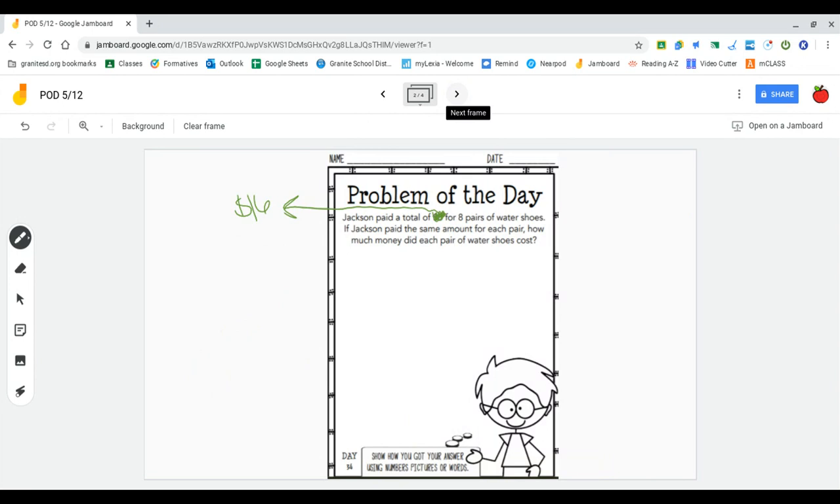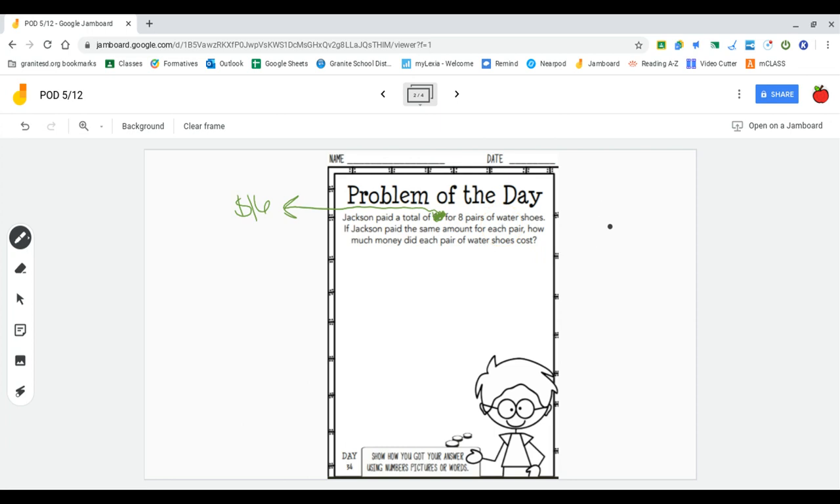Jackson paid a total of $16 for 8 pairs of water shoes. If Jackson paid the same amount for each pair, how much money did each pair of water shoes cost? So the key words here are that Jackson paid the same amount for each pair, meaning all 8 pairs of shoes that he bought cost the same amount of money.